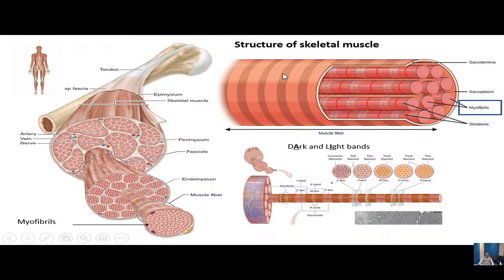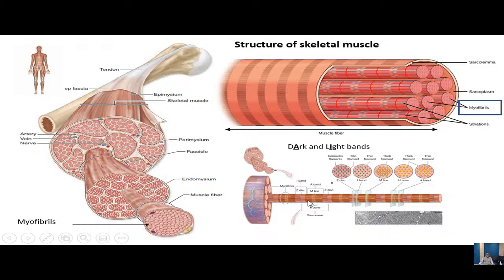So let us look at the arrangement of the skeletal muscle fibers. If you see over here, this is one skeletal muscle fiber, and you can see the sarcolemma over here, covered by connective tissue, which is known as the endomysium. Within the cell cytoplasm, you can see the nuclei at the periphery, and in the center, these are mitochondria. The majority portion of the cell is occupied by myofibrils.